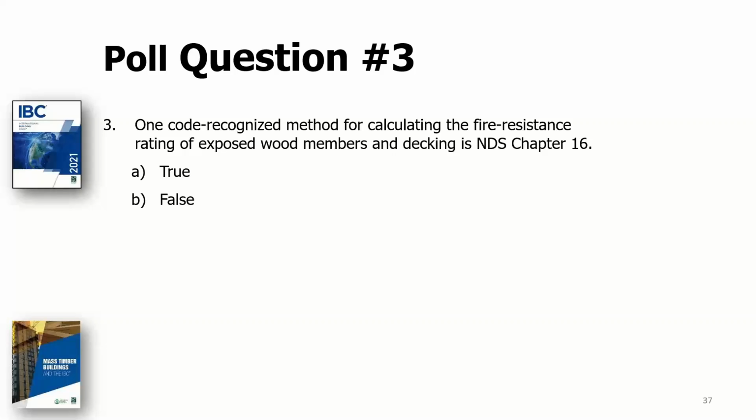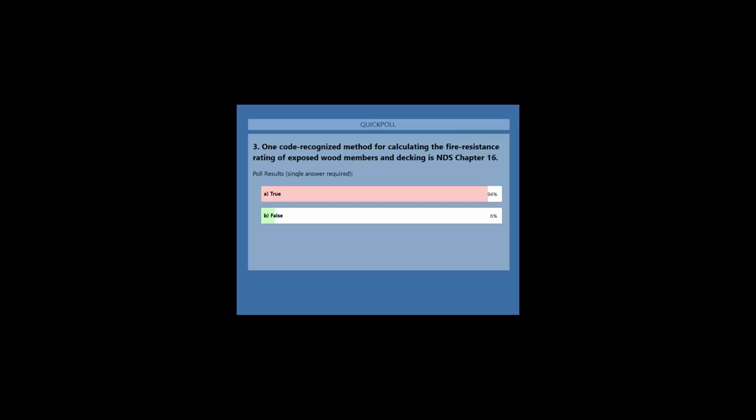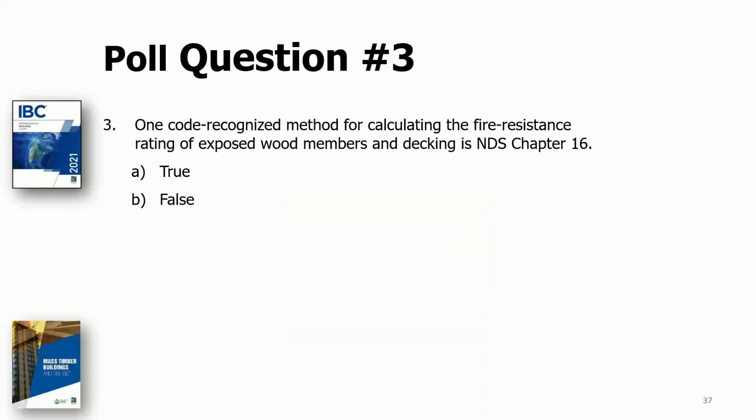Okay, I've got almost 30 seconds here. Let's close it. And 94% say true. Please tell me that that's the right answer. Yeah, it is. And I guess that's good that I repeated that several times. Probably most of them would have known that anyway. So, yep, very good. NDS Chapter 16 is referenced, like I said, in IBC Section 722 as one of those code recognized methods.